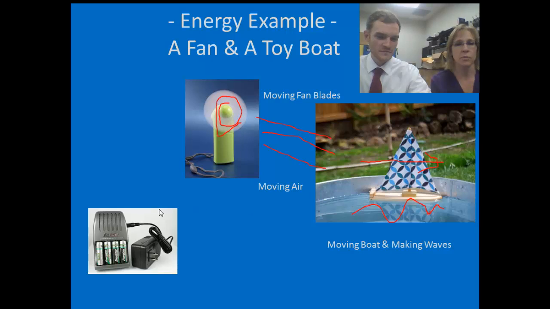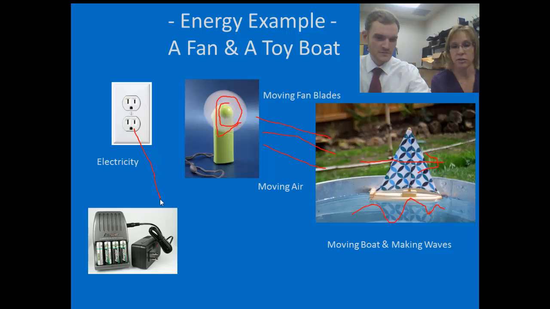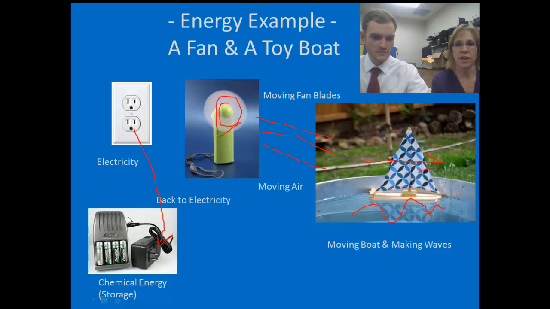But let's back up a little bit because we have to get this fan going. This particular fan works on batteries. And these batteries store the energy until we're ready to turn the fan on to use. Now these particular batteries are rechargeable batteries, so we can plug them into our electrical wall outlet and give them the energy that they need to store. And when we're ready to use them, we turn the fan on, which converts this chemical energy that was stored in the batteries back to electricity, which starts the fan, and the whole process keeps going. So this whole process started back at our electrical wall outlet.